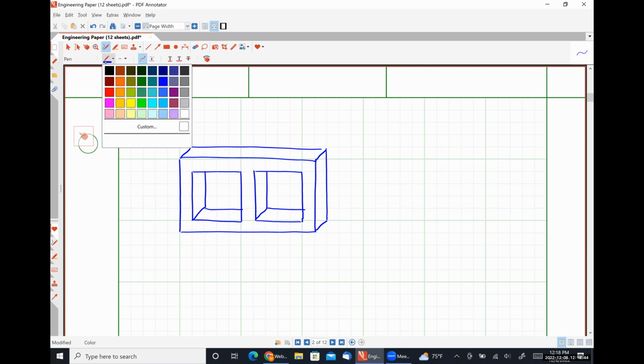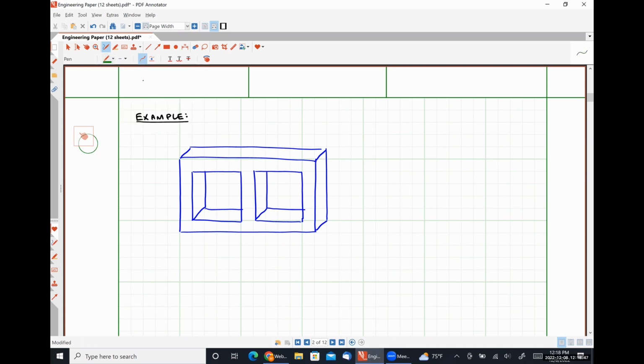And let's define some dimensions for this thing. So I'm going to call its dimension in this direction L1. And let's say that L1 is 80 centimeters. Let's call this dimension L2, where L2 will be 50 centimeters.